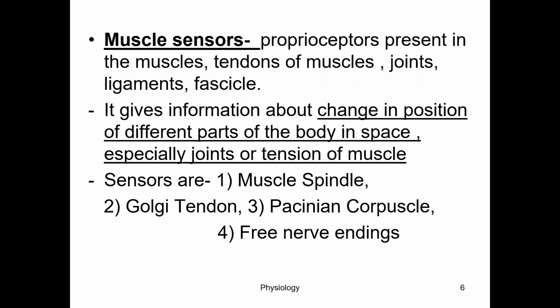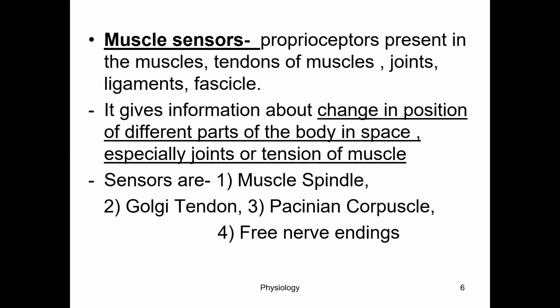Okay, that is perception of joint movements, muscle movement, tendons of the muscles. These are perceived because of proprioceptors, muscle sensors. A receptor present in the muscle is called a muscle sensor. Then what are the different muscle sensors present in our muscle? That is muscle spindle, Golgi tendon, Pacinian corpuscle, and free nerve ending. These are the different muscle sensors.